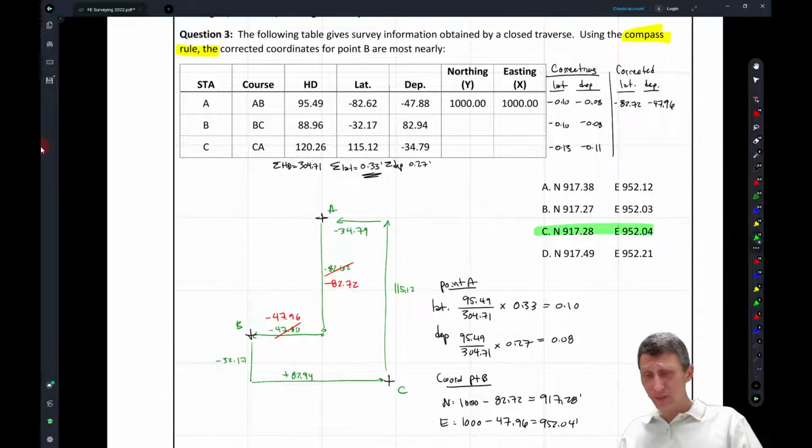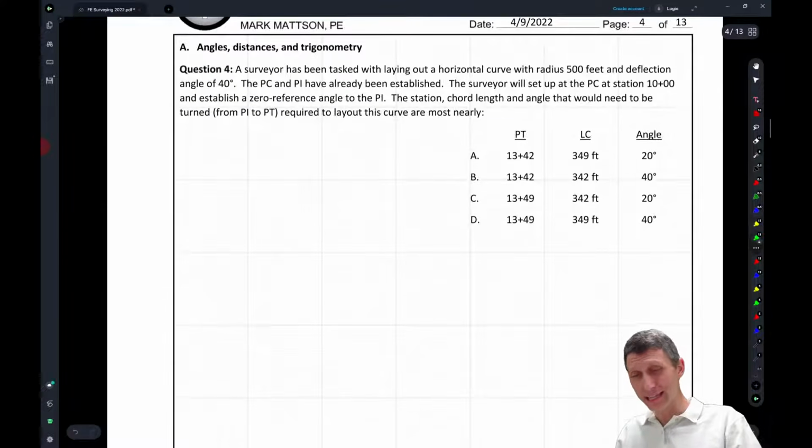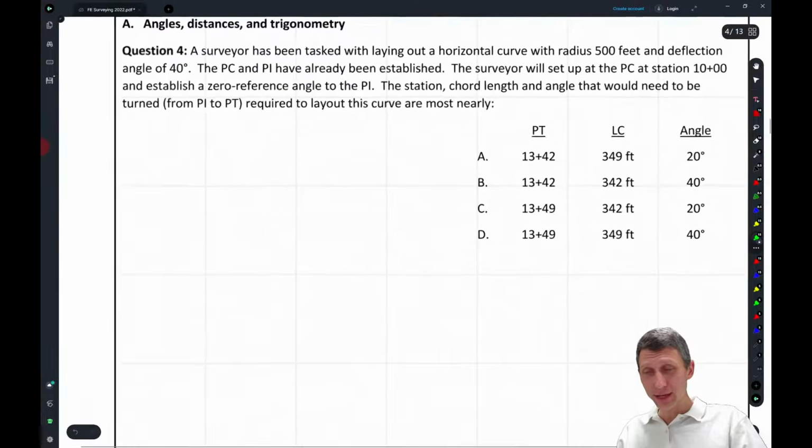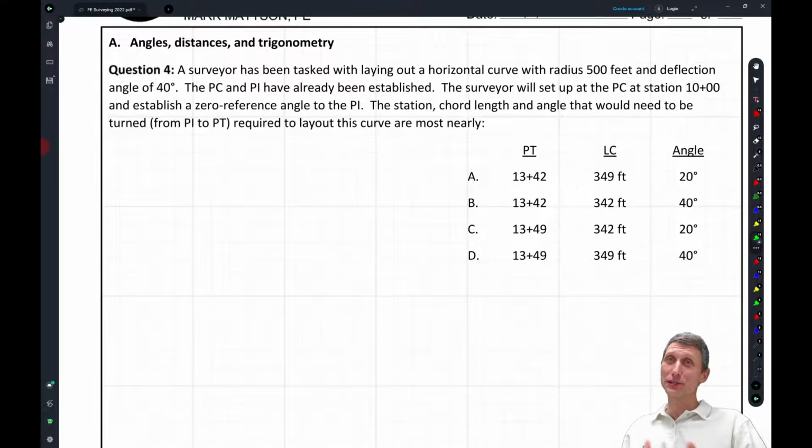Okay, so let's go to question 4 here. Again, this is distances, angles, trig, but what do surveyors do? Surveyors lay out construction, right? They measure as-built conditions, they measure existing conditions, but they also lay out construction. So I just wanted to resurrect curves here for a second and say that we have a surveyor that's tasked with laying out a horizontal curve.